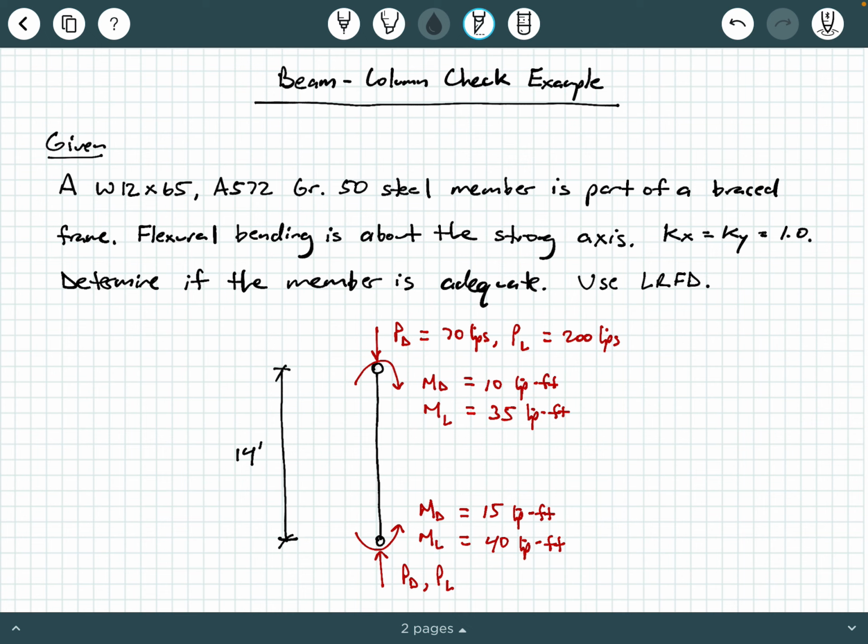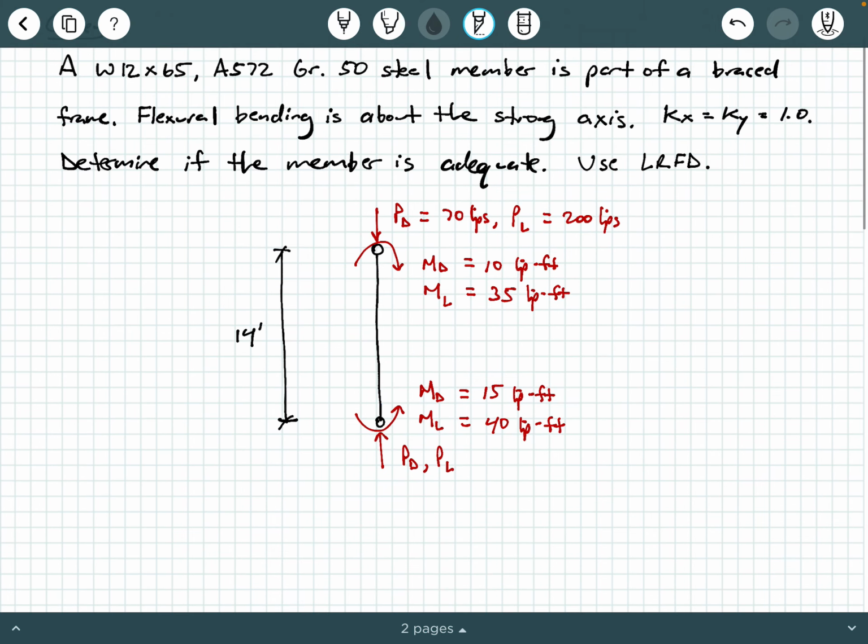Okay, so these are dead and live load results of a more complex frame analysis that maybe you use some software to perform, or you explored that by hand using some structural analysis techniques. But we're not really concerned with that. We're just concerned with what's going on with this isolated member. Okay, so let's go ahead and get started.